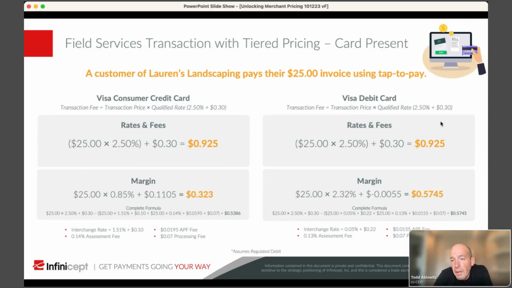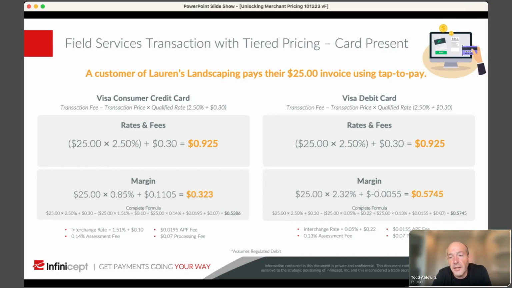And then the last example, and then I'm going to open up and see if there's any other questions. The last example, we used a landscaping business, and we used a basic Visa card, and we used tiered pricing. Well, basic consumer card that's swiped would be the qualified rate of 2.5% and 30 cents.